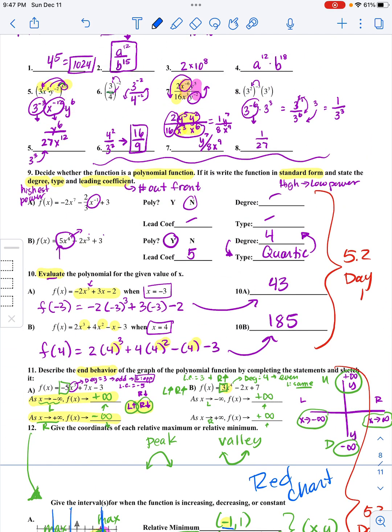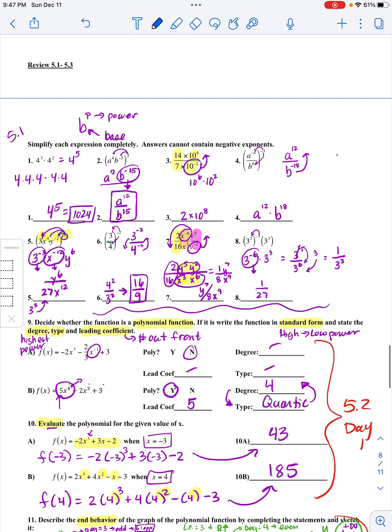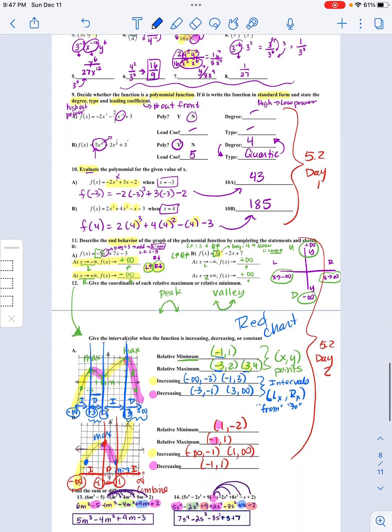Here, this was 5-2 day 1, where you practice learning if it's a polynomial or not, what's the degree, leading coefficient, and how do I find a value. And then up here, this is all 5-1, which is your exponent rules. So anything that you want, put it onto your red card, and then your red card is going to be the resource that you have to be awesome and get these all right.